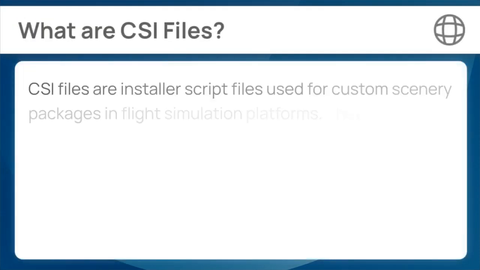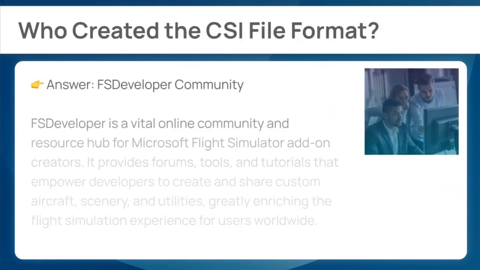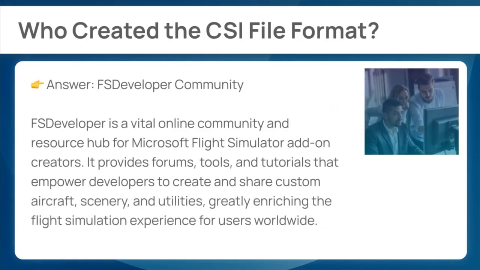CSI files are installer script files used for custom scenery packages in flight simulation platforms. They contain installation instructions, file placement rules, path configurations, and scenery library entries that automate the deployment of custom airport, landscape and terrain scenery add-ons into flight simulator environments.